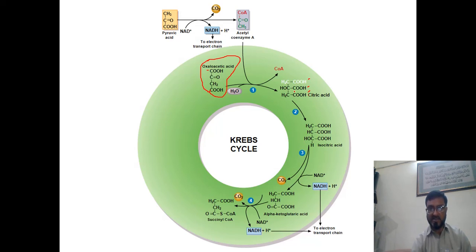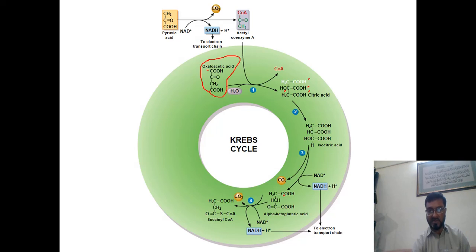The citric acid is converted into isocitric acid, with just a release of oxygen from that, right? So this oxygen basically is coming at that point, isocitric acid. Then the next step is the release of carbon dioxide from that. From the isocitric acid, carbon dioxide is released, thus forming alpha-ketoglutarate.